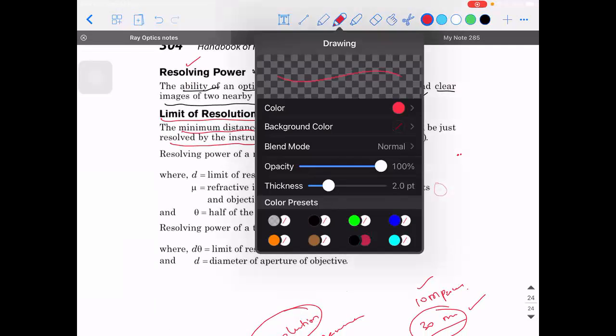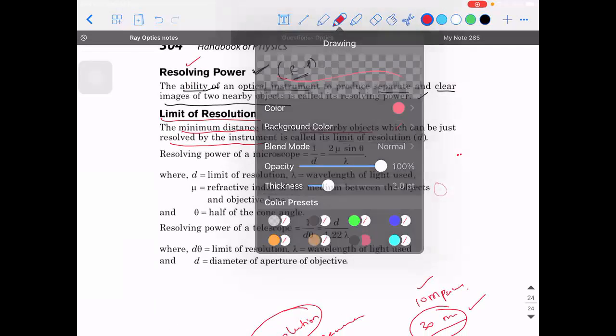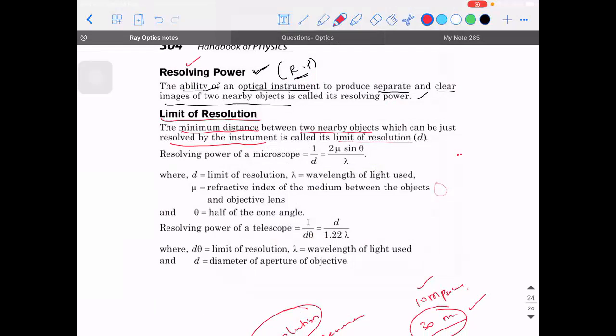Guys, are you able to understand since this is a completely new concept? I hope I'm clear, right? Limit is the minimum distance. If the two objects are close to each other, then you can't see them as two different objects.